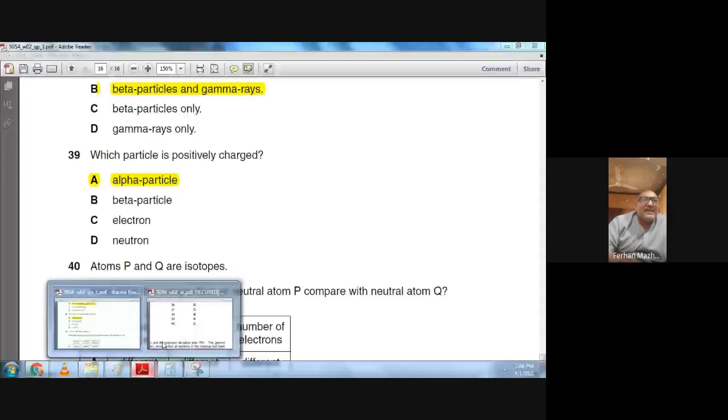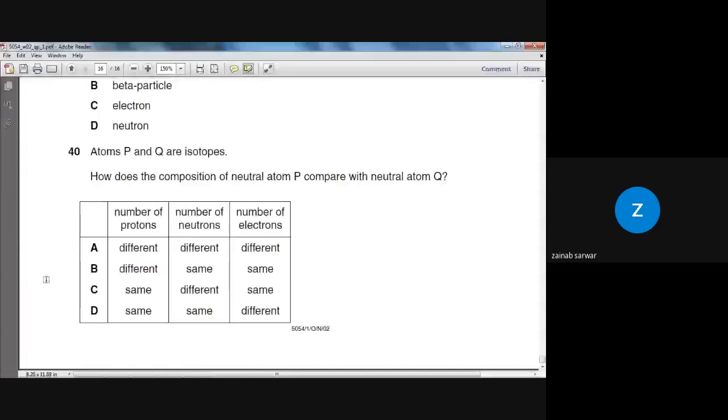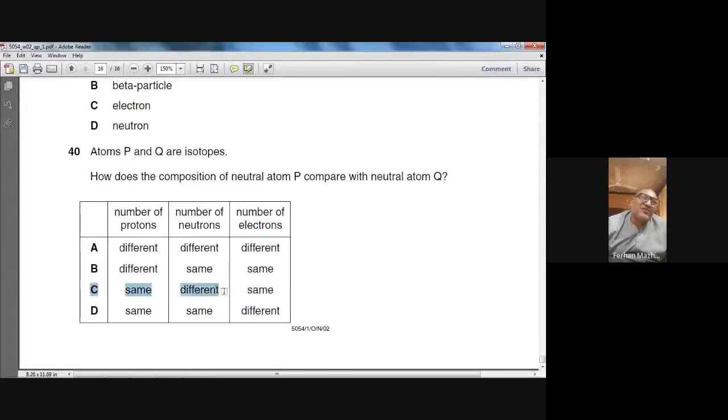Okay, atoms P and Q are isotopes. How does the composition of the neutral atom P compare with the neutral atom Q? Because they both are isotopes of each other, the proton numbers will be the same, the neutron numbers will be different, and the electrons will be the same. So what's the choice? C. Do you really understand this? Yes, sir. Question number 40, C is the choice.